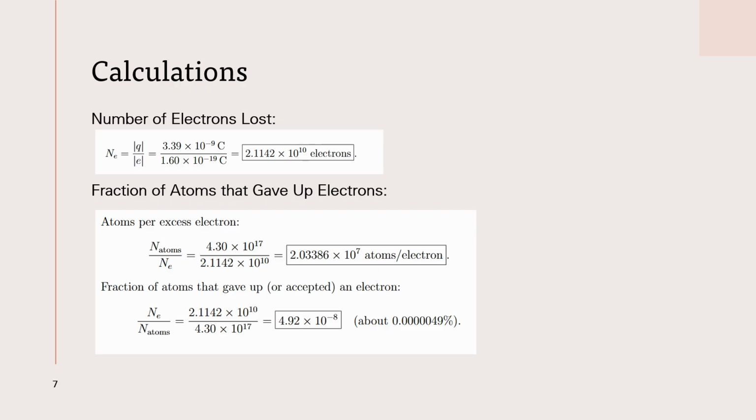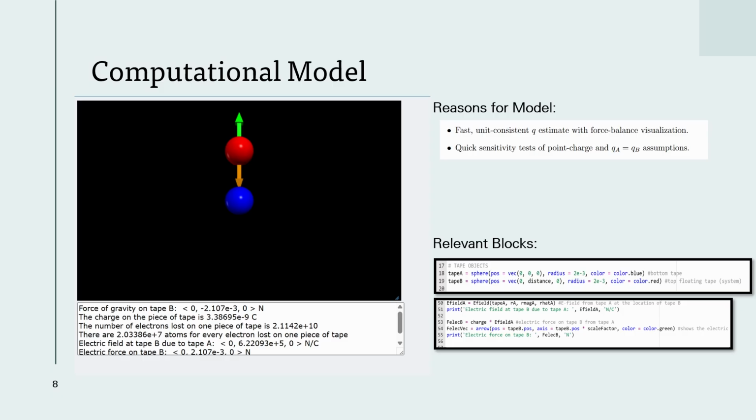We can divide the magnitude of charge on the charged piece of tape by the magnitude of charge on each electron to show how many electrons were lost. And then we can take that number and divide it by the total number of atoms on the charged piece of tape, which we calculated before, to get us the percentage or fraction of atoms that gave up electrons.